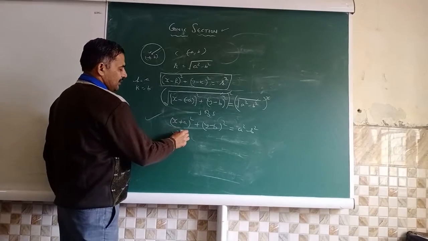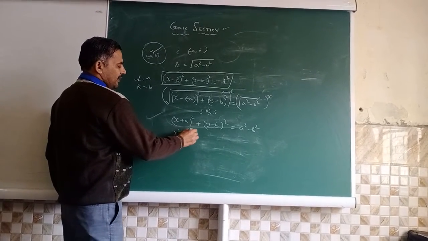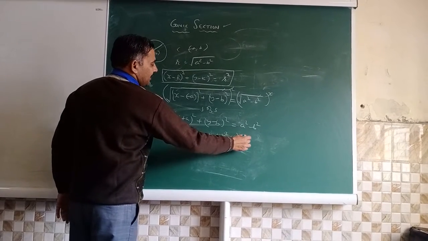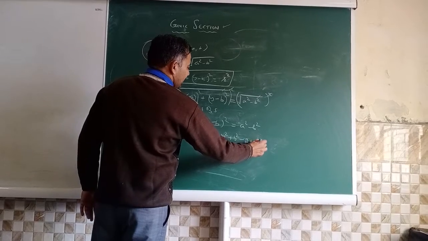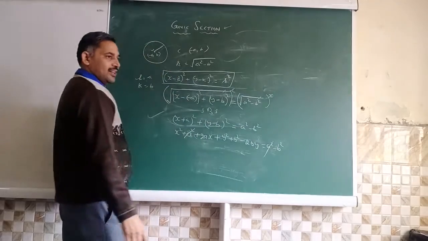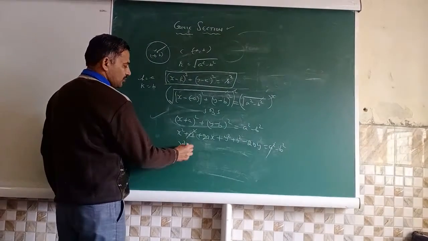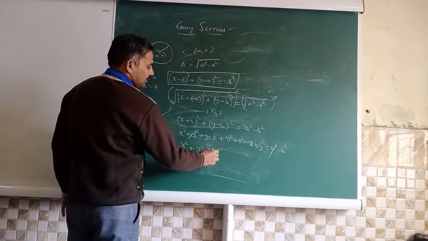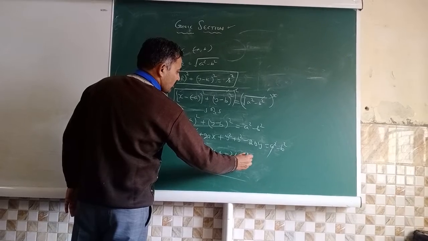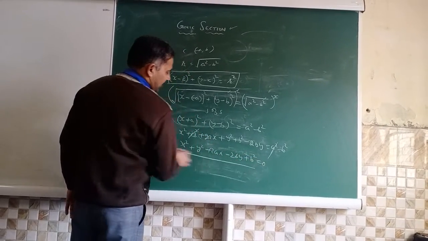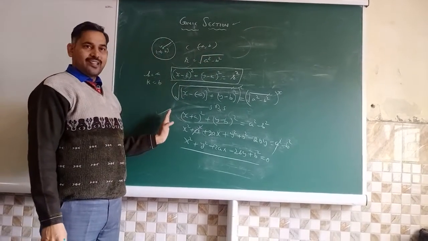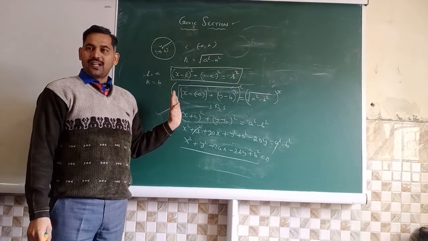So x square plus a square plus 2ax, now y square plus b square minus 2by is equal to a square minus b square. Now a square and a square cancel, and simplify this. We get x square plus y square plus 2ax minus 2by plus b square. This is the equation of the circle when the center is given and the radius is given. So I hope the first 5 questions are clear to everyone.